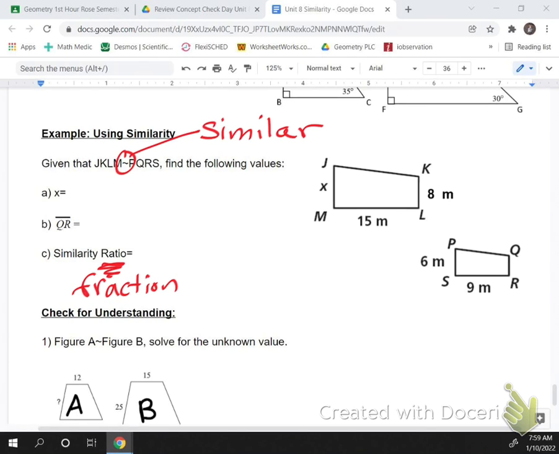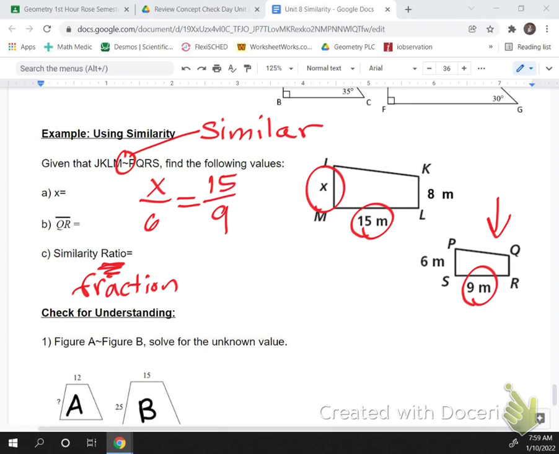So when I look at X, X is corresponding to what side on PQRS? 6. So I'm going to set up X over 6 equals, what's another proportion that I know? What's a side length to a side length that I know? 15. That corresponding side would be 9. So I'm going to set up 15 over 9. And now how do I solve this for X? Cross multiply. Let's do it.